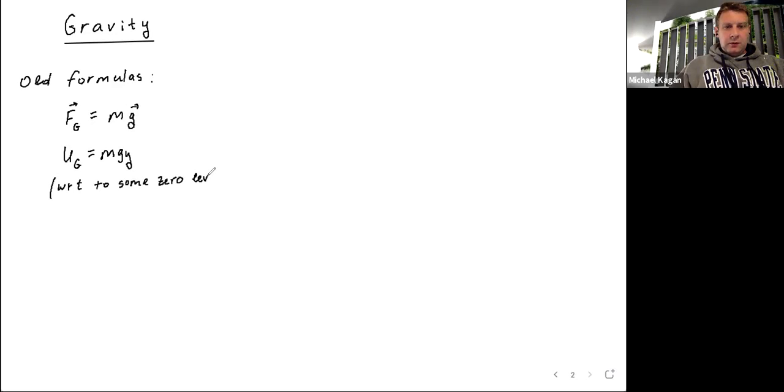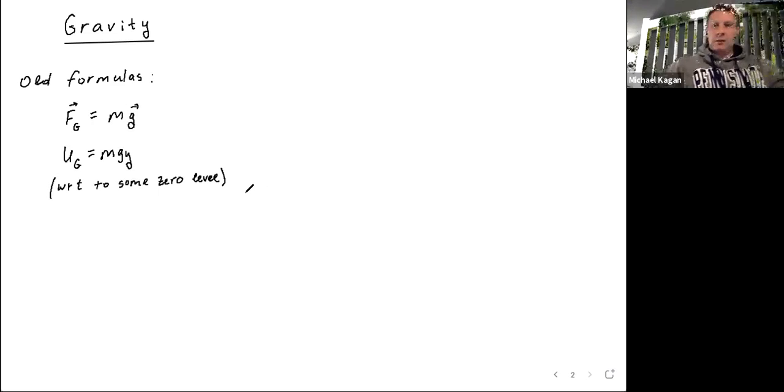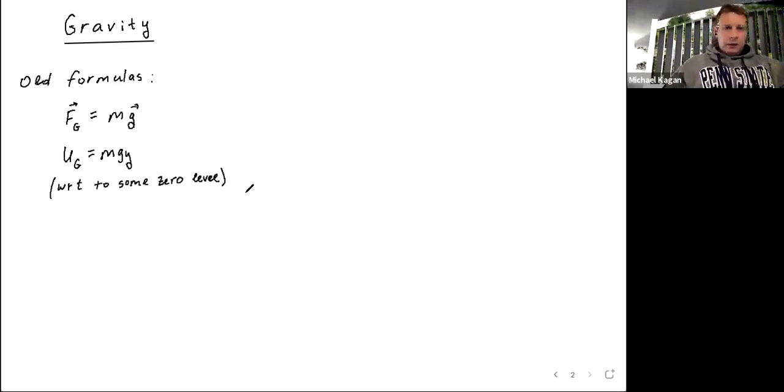Or sometimes it's also called ground level, especially in quantum mechanics. Ground level refers to the lowest possible energy state. Okay, so this is what we had before. Now let's understand what's wrong with these formulas. They were obviously good enough for us to do stuff, but they're not ideal. So what's wrong with these formulas? When do they work? And then we'll understand when they don't work.